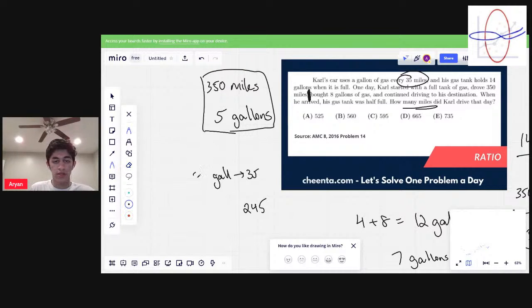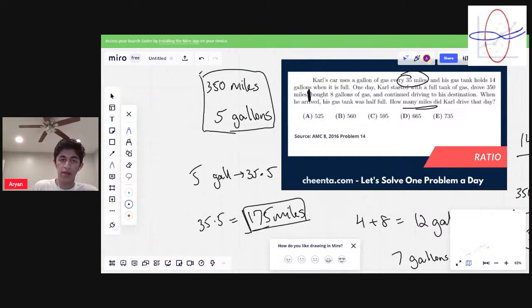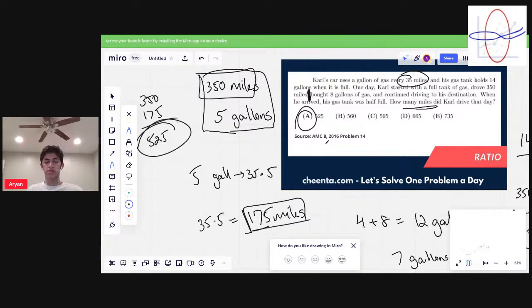So the 5 gallons would be 35 times 5 miles, and 35 times 5 is 175 miles. So in total, he drove this 175 plus the original 350. If we add the two up, we get 525 as our total value, and that corresponds to answer choice A. So that would be the answer to this question.